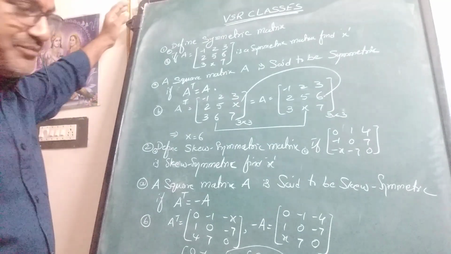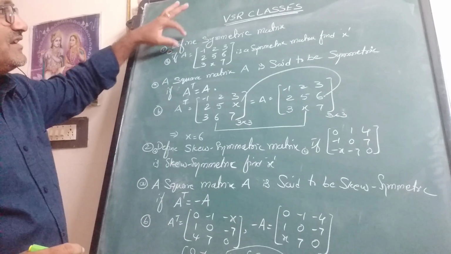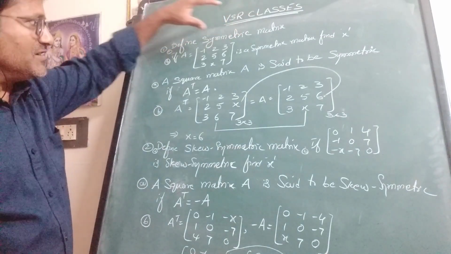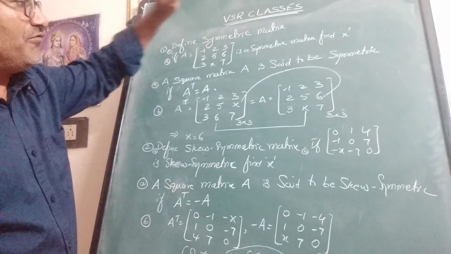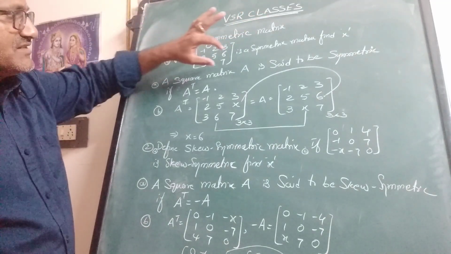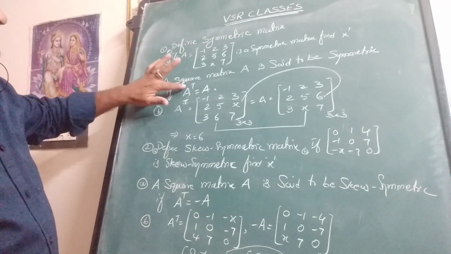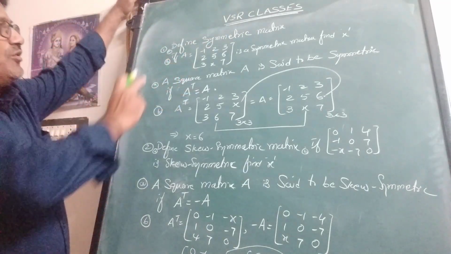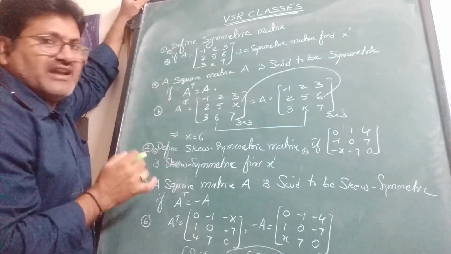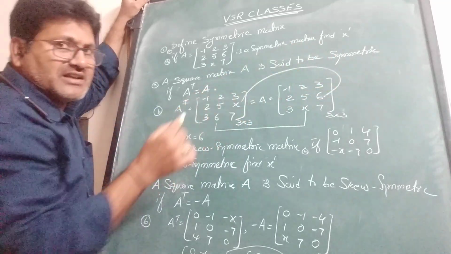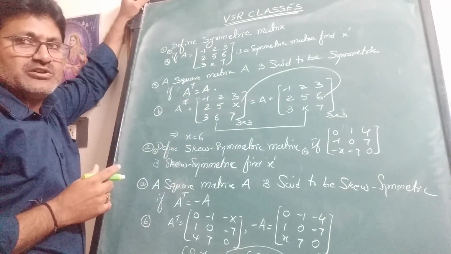I am VS Reddy, and we are going to discuss the 2 marks questions of 1A. Define symmetric matrix. And A is given as a symmetric matrix, find X. A square matrix A is said to be symmetric if A transpose is equal to A. So here, defining a symmetric matrix is very important. A square matrix capital A is said to be symmetric if A transpose is equal to A.